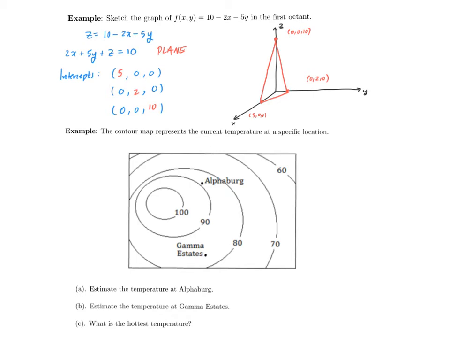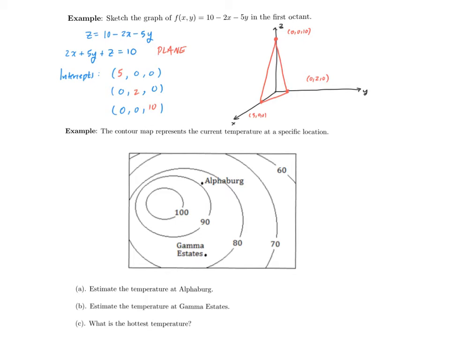For the second example, we're asked something slightly different than we've been asked in previous examples. We're given a contour map, and we're thinking of this contour map as representing the temperature at a specific location. So for example, if I'm on this 70 contour, that would indicate that any point on that contour, the temperature would be 70 degrees. If you're on the 80 contour, any point on that contour, the temperature would be 80 degrees, and so on. And then you have to keep in mind that in between the contours, so as you move from the 70 to the 80 contour, the temperature at that location is going to slowly increase to 80 degrees. The closer you are to the 80 contour, the closer your temperature will be to 80 degrees.